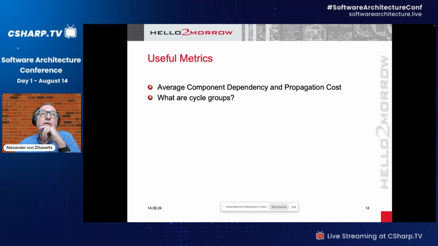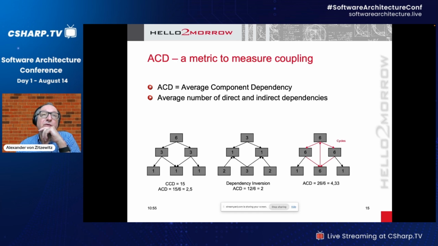Then we're going to talk about what cycle groups are. We're going to introduce some cycle analysis metrics. And we're going to talk about that metric maintainability level, which we developed together with some of our customers. Let's start with average component dependency.